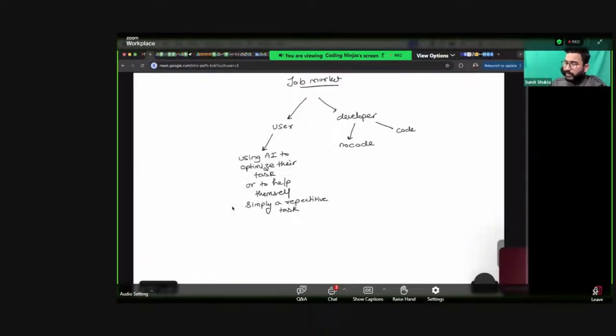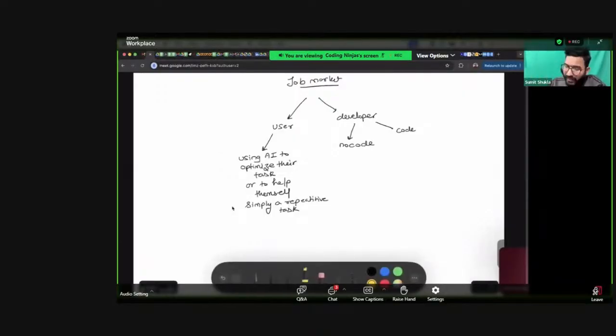Now remember one thing, industry is not hiring for the users. Being a user of AI is not a skill. Being a user of AI, you are not gaining any kind of skill. Being a user of AI is the necessity of the hour.